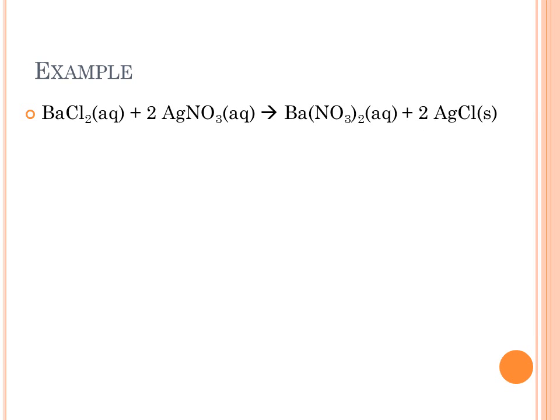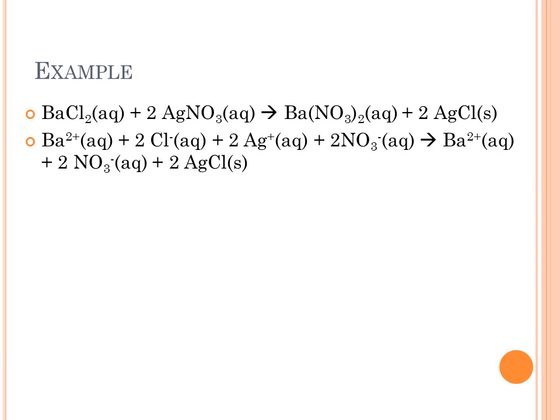Let's look at a different reaction. In this case, we've got barium chloride aqueous plus 2 silver nitrate aqueous, producing barium nitrate aqueous plus 2 silver chlorides solid, because silver chloride is not water soluble. And for an ionic compound to ionize, it's going to have to be soluble. So all of our aqueous salts will ionize. The solid that precipitates, we will not.